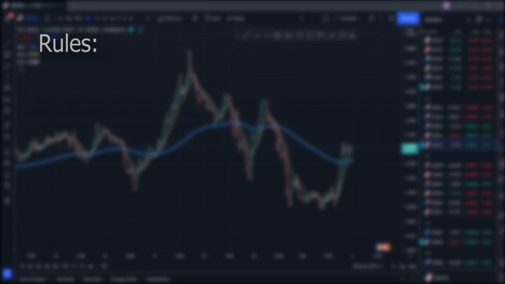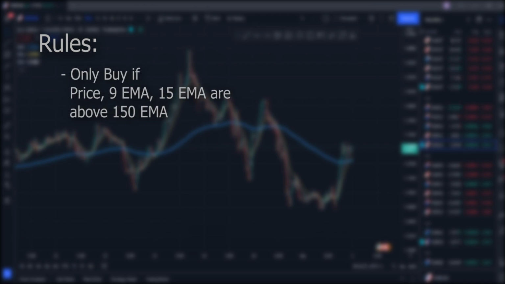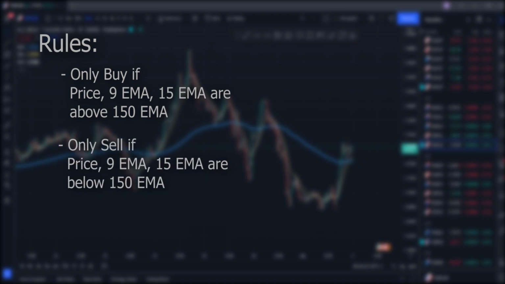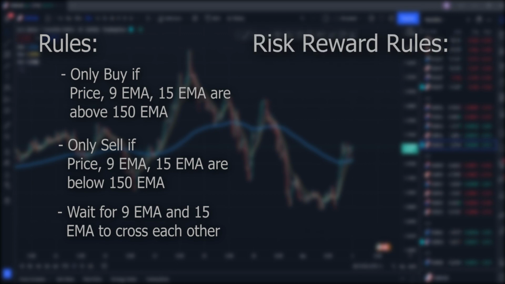The rules for entry are: you can only take a buy position when the price, the 9 EMA and the 15 EMA are above the 150 EMA. You can only take a sell position when the price, the 9 EMA and the 15 EMA are below the 150 EMA. You wait for the 9 EMA and 15 EMA to cross. Once these conditions are met all at once, you can enter the market.